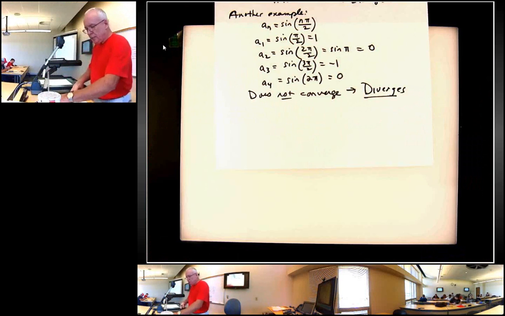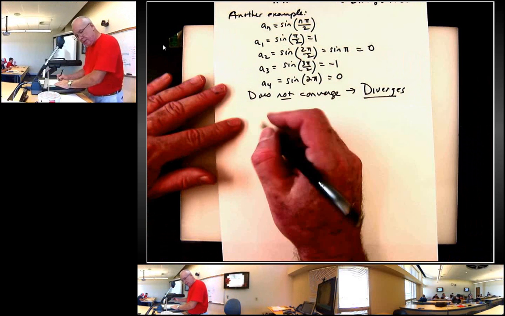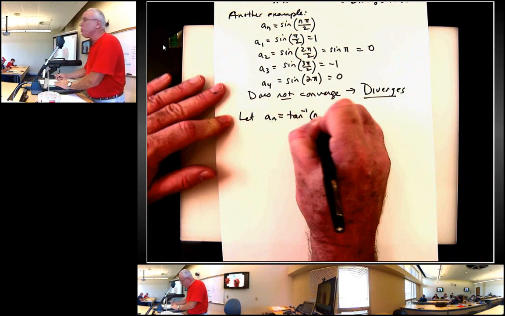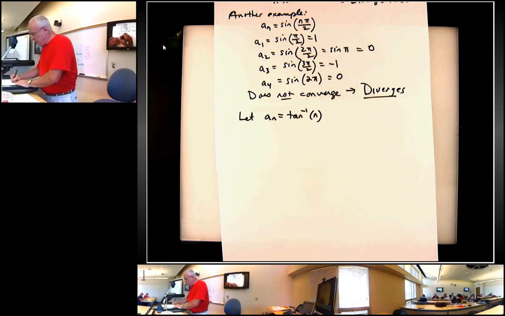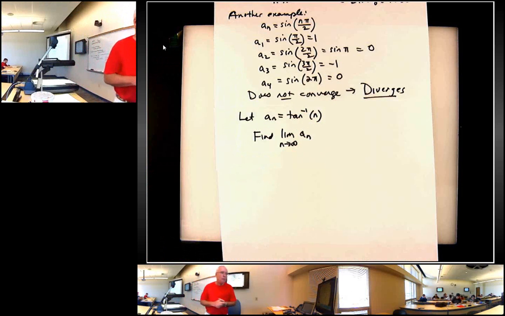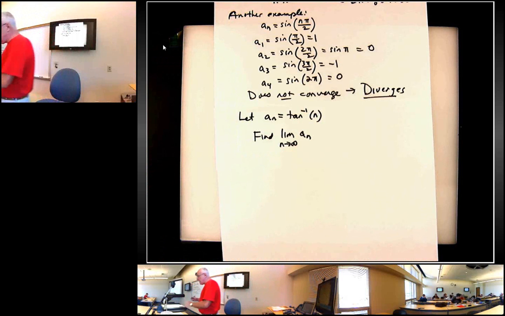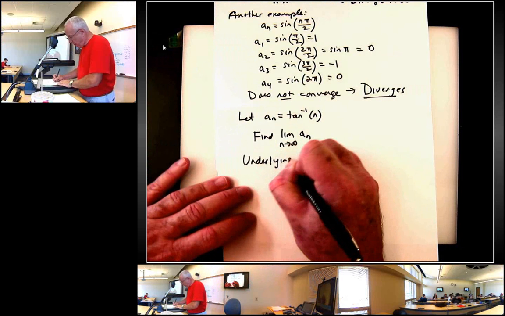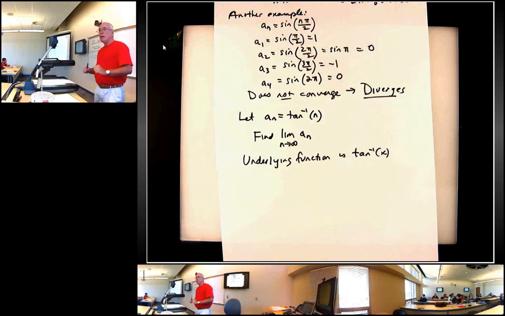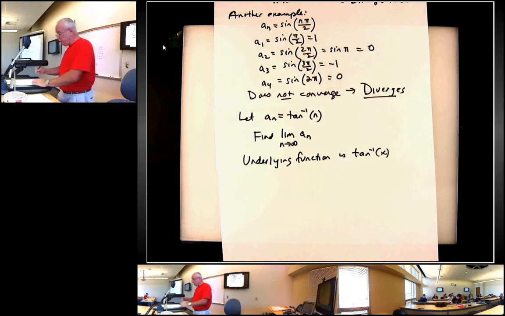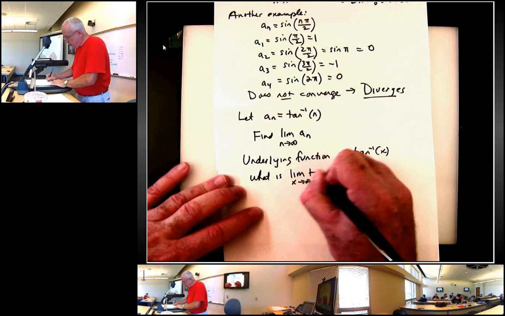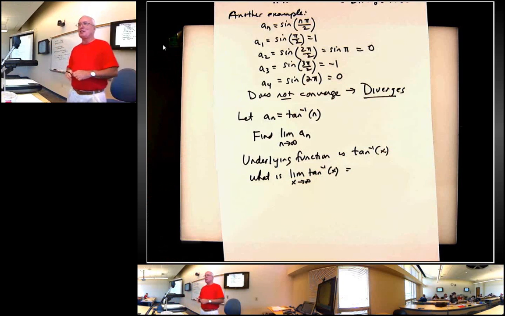Another one involving a trig function is something like this. Let a sub n equal the tan inverse of the number n. And we want to find the limit as n goes to infinity of a sub n. In this case, our underlying function is tan inverse of x. So we look at what happens when x goes to infinity. What is the limit as x goes to infinity of the tan inverse of x? We've discussed this in class before.